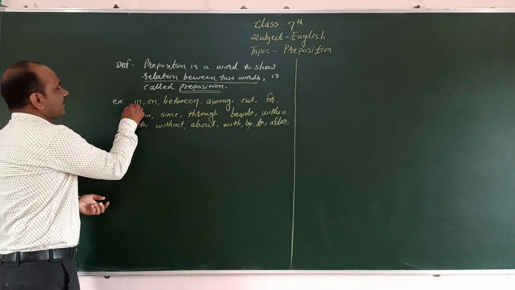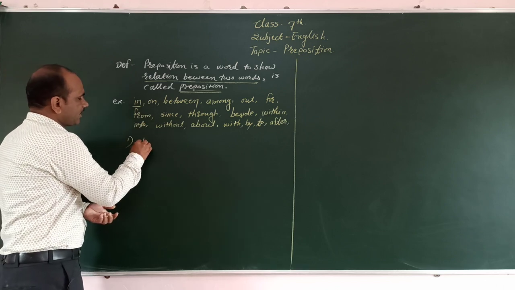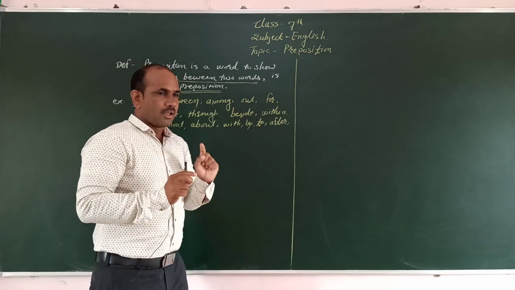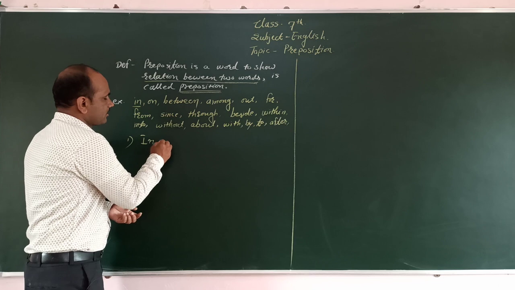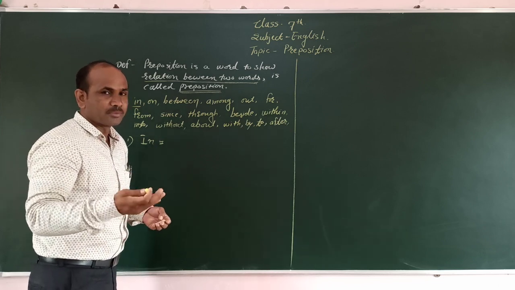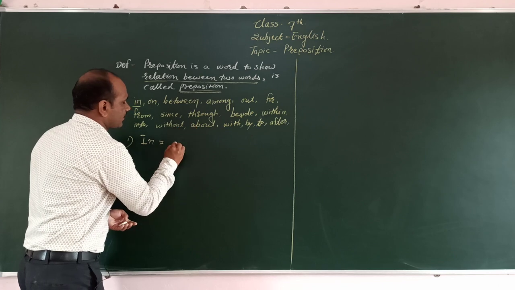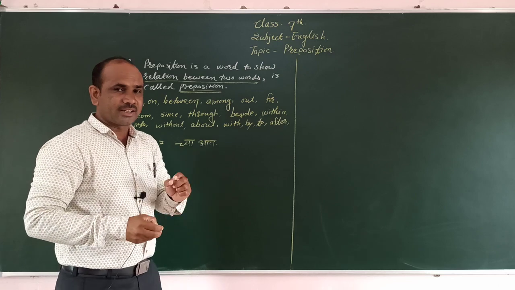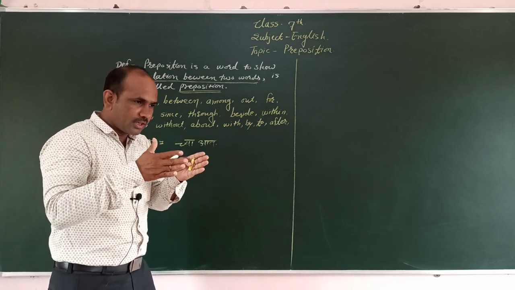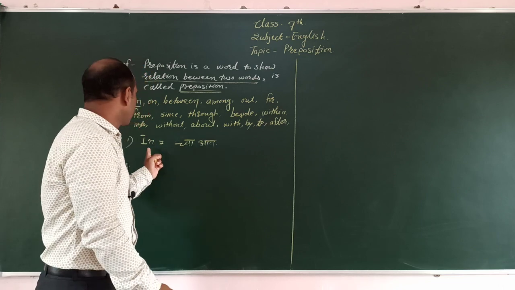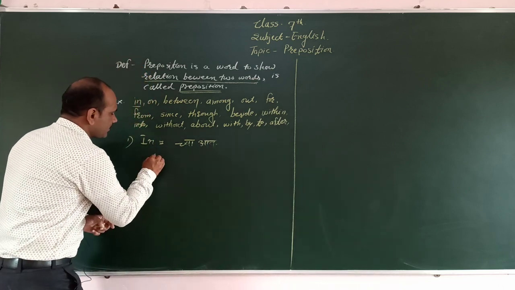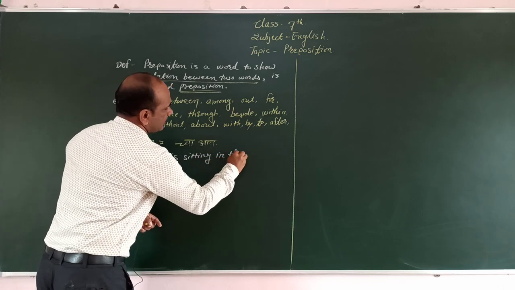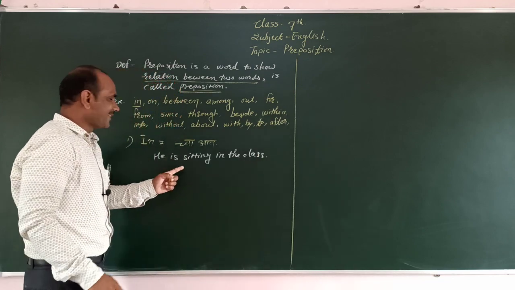The first example we are taking is in. We write the first example, in. Its meaning is in; this is one preposition. In Marathi it is aat or madhe. If any other condition, the time we are putting in a particular thing, we use in. For example, he is sitting in the class.